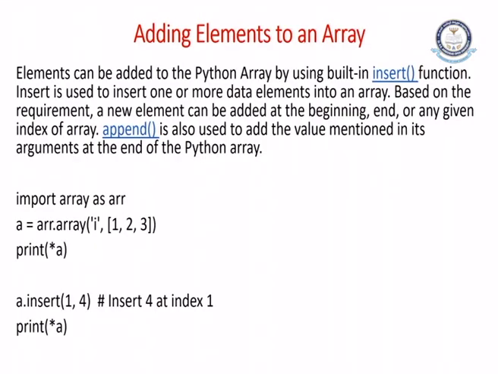Using the insert function you can insert the variables wherever you require. Suppose you want to insert at the 0th index, you can insert. If you want to insert an element at the third index, you can insert. Using append you can append only at the end of the array. You can add the element at the end of the array. Using the append method you can add an element at the end of the array. That is the difference between insert and append.